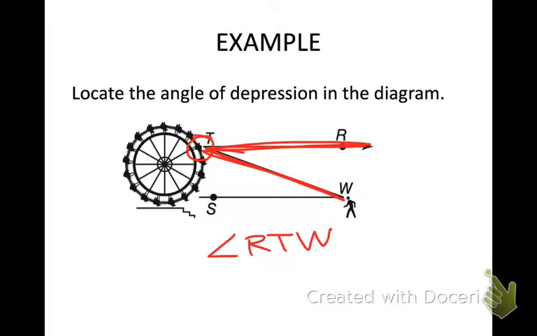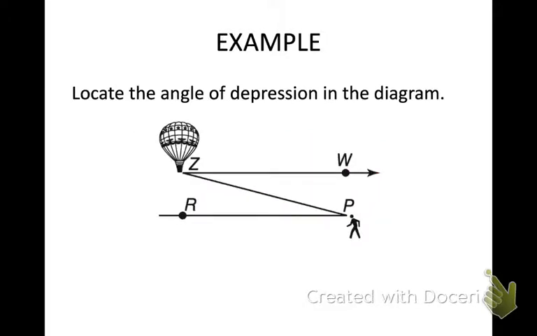And then if we go into that next example with the hot air balloon, let's say that you're the person up there in the hot air balloon, and you're now looking down at the man, then your angle with that horizontal line would be your angle of depression, so angle WZP would be the angle of depression.